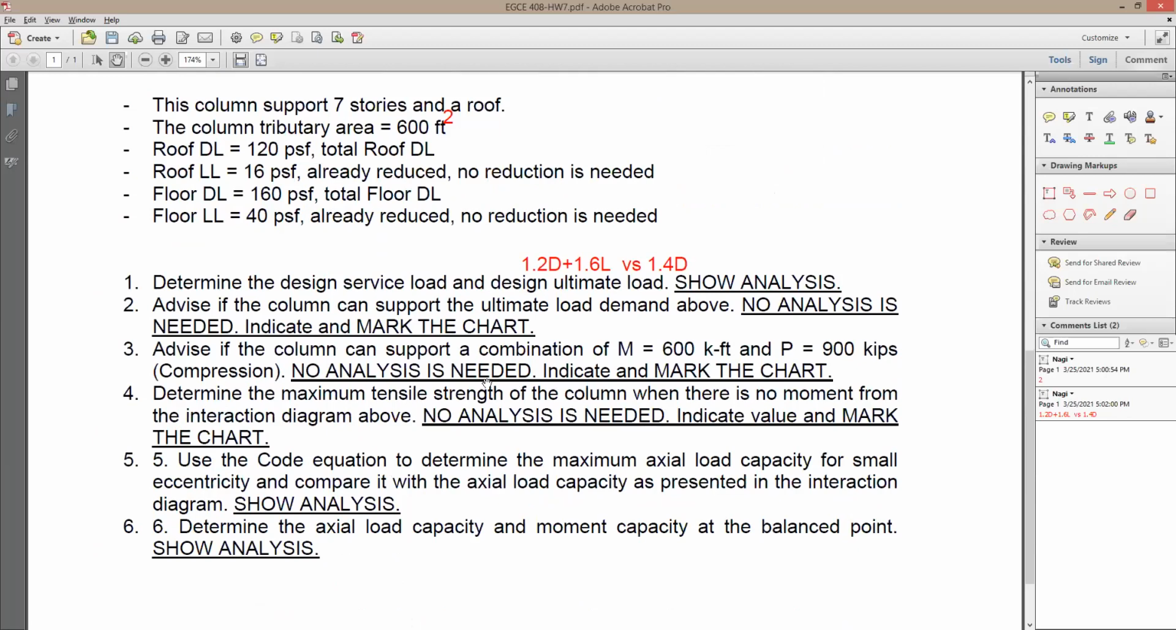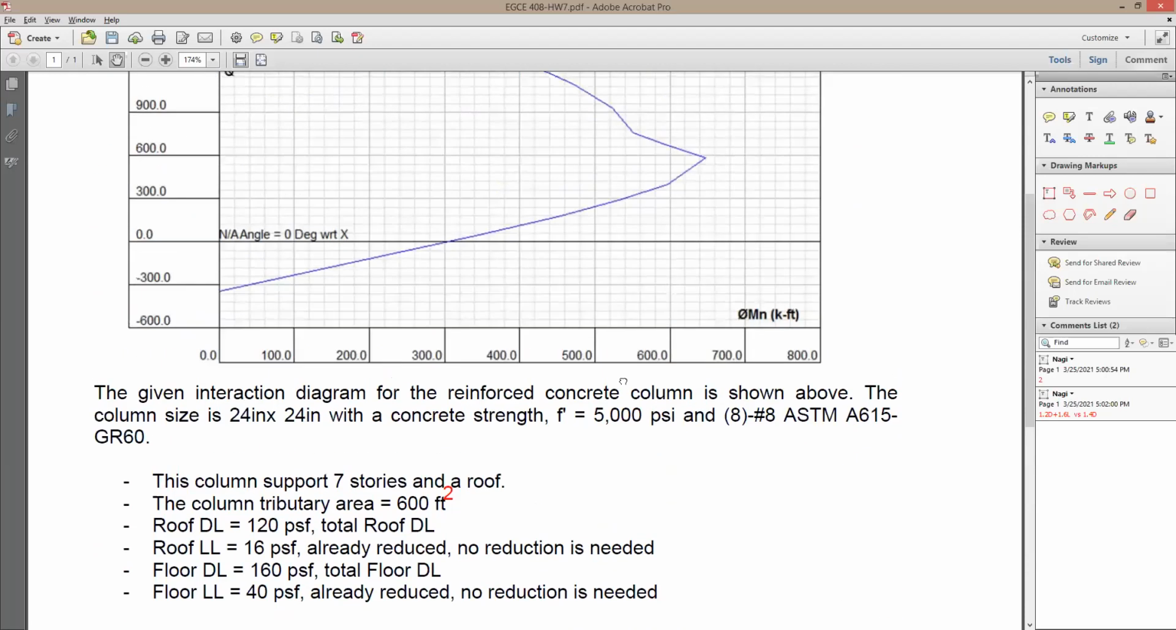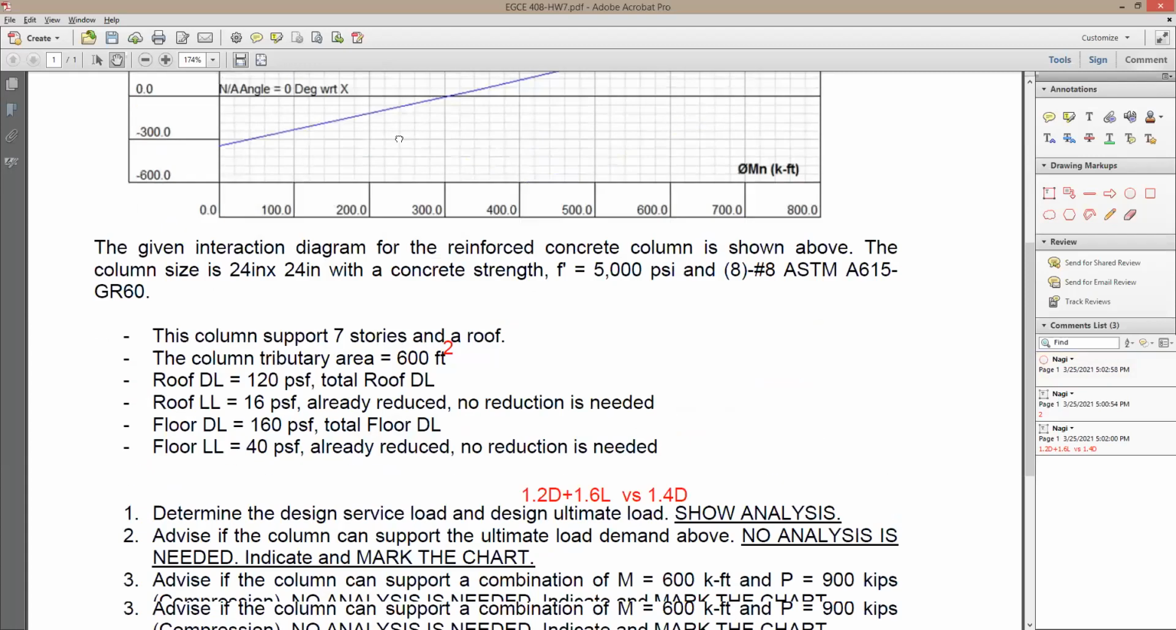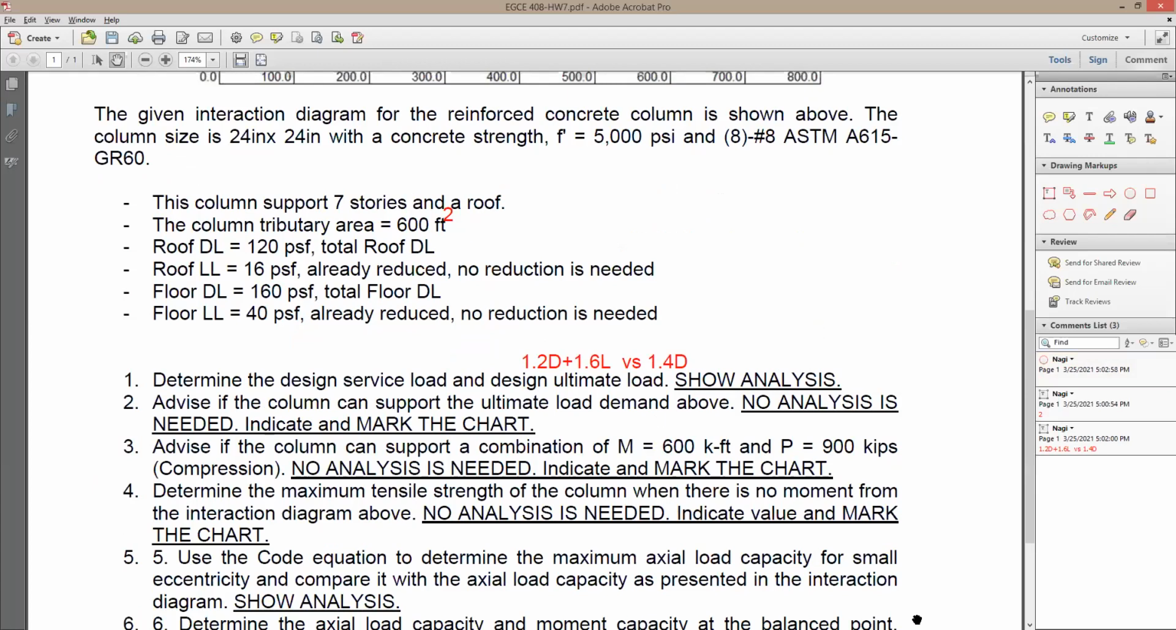So what you need to do is to indicate if this column is okay or not good, and mark this on the chart, which means that you're going to come here. Let's say your axial load was right there. You're going to say, here's my axial load, this column is okay. Or you say my axial load demand is here, which is going to be higher than this chart, and therefore it is not good. So I want you to mark it on the chart exactly the way it says. It says no analysis needed. You need to indicate if this column is good or not good to support this load.